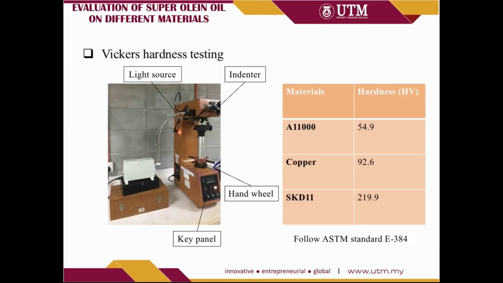Next, the hardness test was conducted in order to identify the hardness of the materials: aluminium, pure copper, and SKD11. Since the materials are small in dimension, 20 mm x 20 mm x 10 mm, the Vickers hardness machine was used as it is suitable for small parts, thin sections, or case depth work. The test is performed following ASTM standard E384. It has been tested that SKD11 is the hardest compared to copper and aluminium.